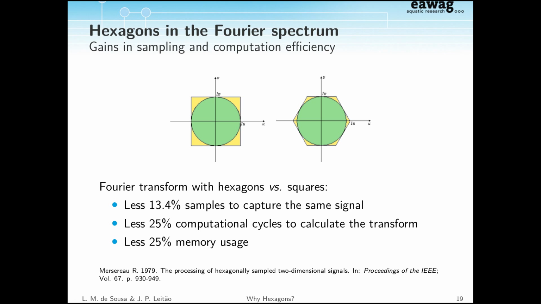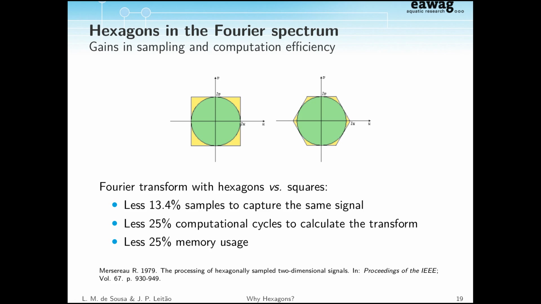To sum it up, to capture the same signal with the same precision, so capturing the same frequencies in the Fourier spectrum, we need 13.4% fewer samples with hexagons vis-a-vis squares. There is a corollary to this that is even more interesting: to perform the fast Fourier transform, the hexagonal pattern requires 25% less memory and computational cycles.